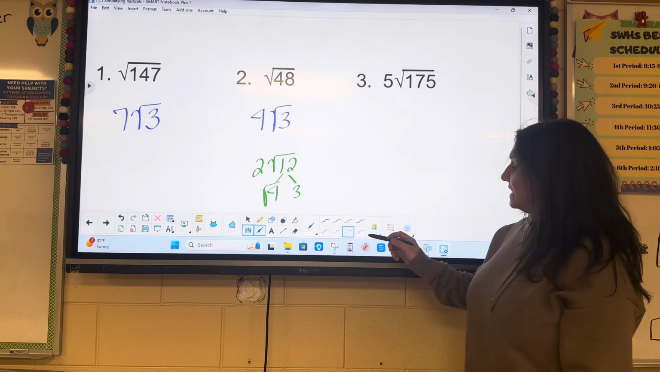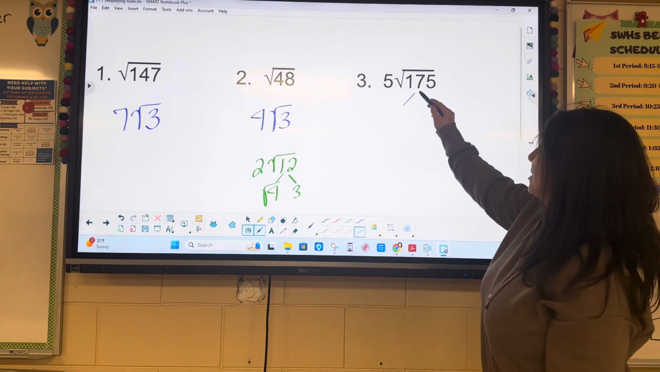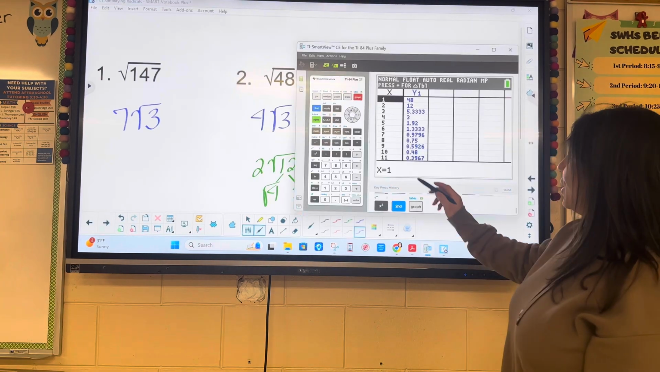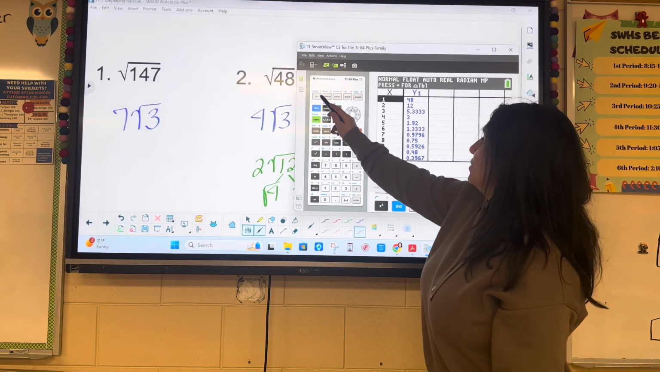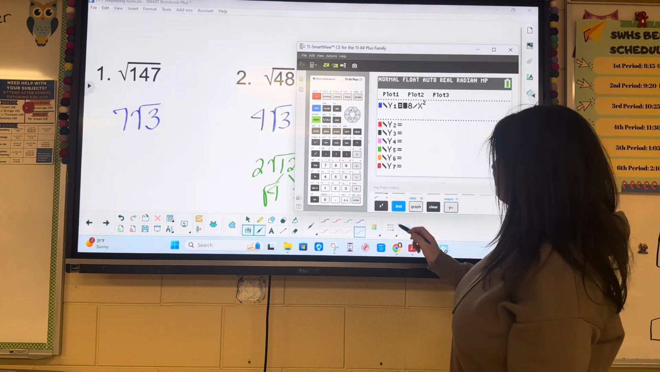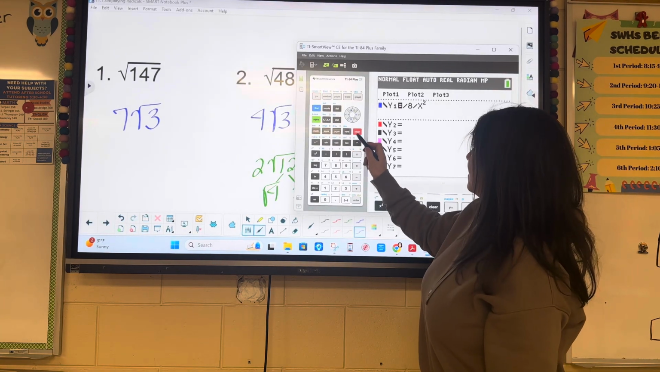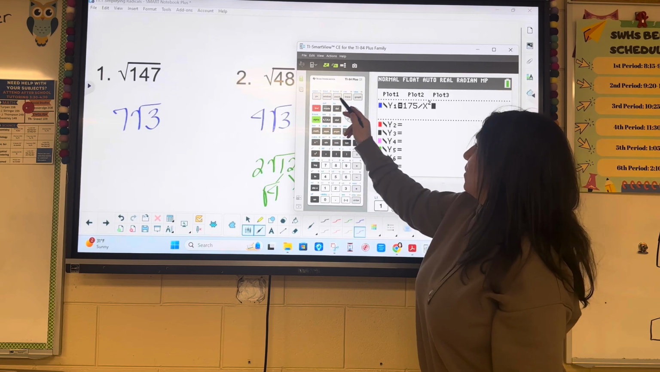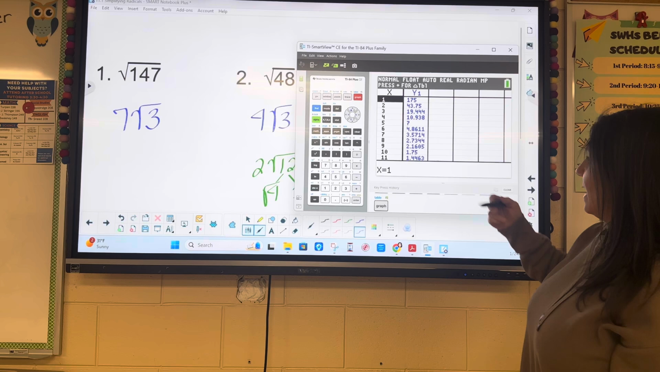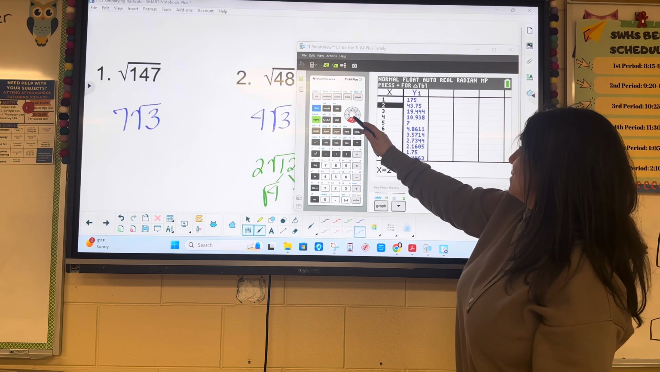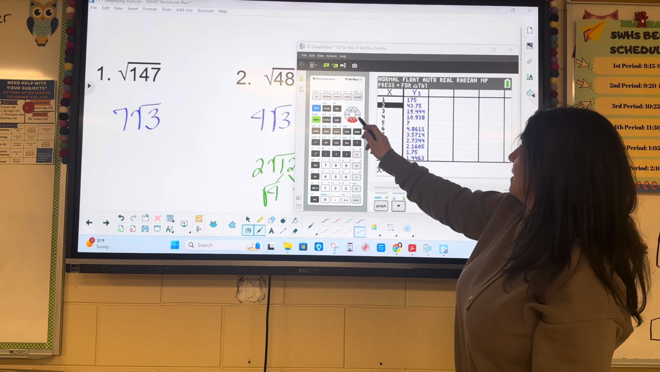So I told you to attempt this one, and so one thing I wanted you to look at here, we could have created a factor tree for this one. However, let's go, and we're not going to put the 5 in there. We're just going to do the 175 here. So let's clear this out. 175 divided by x squared. I want to go to my table. All right, so I could scroll down here. I see 5 and 7. I'm going to assume that that's probably the only one.